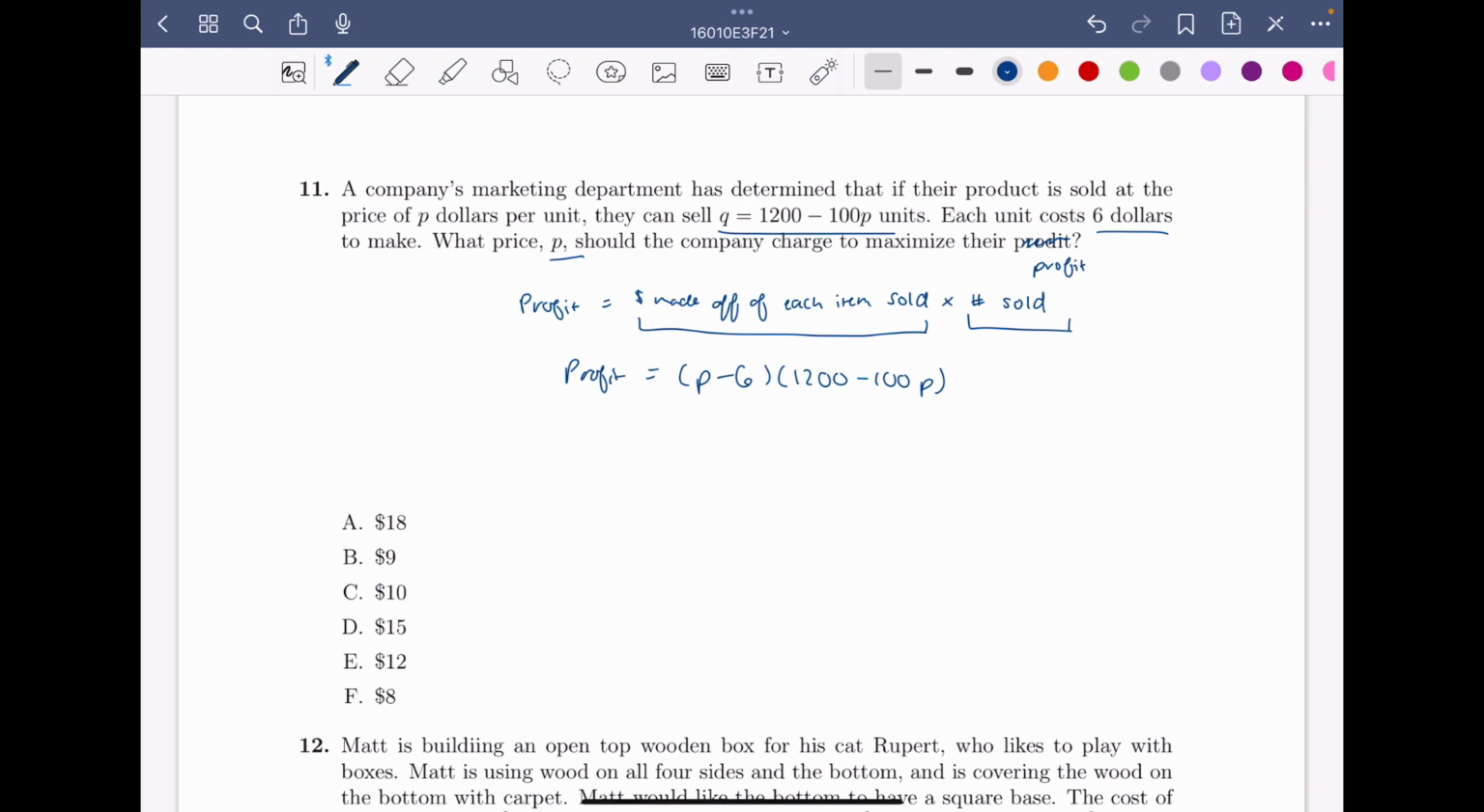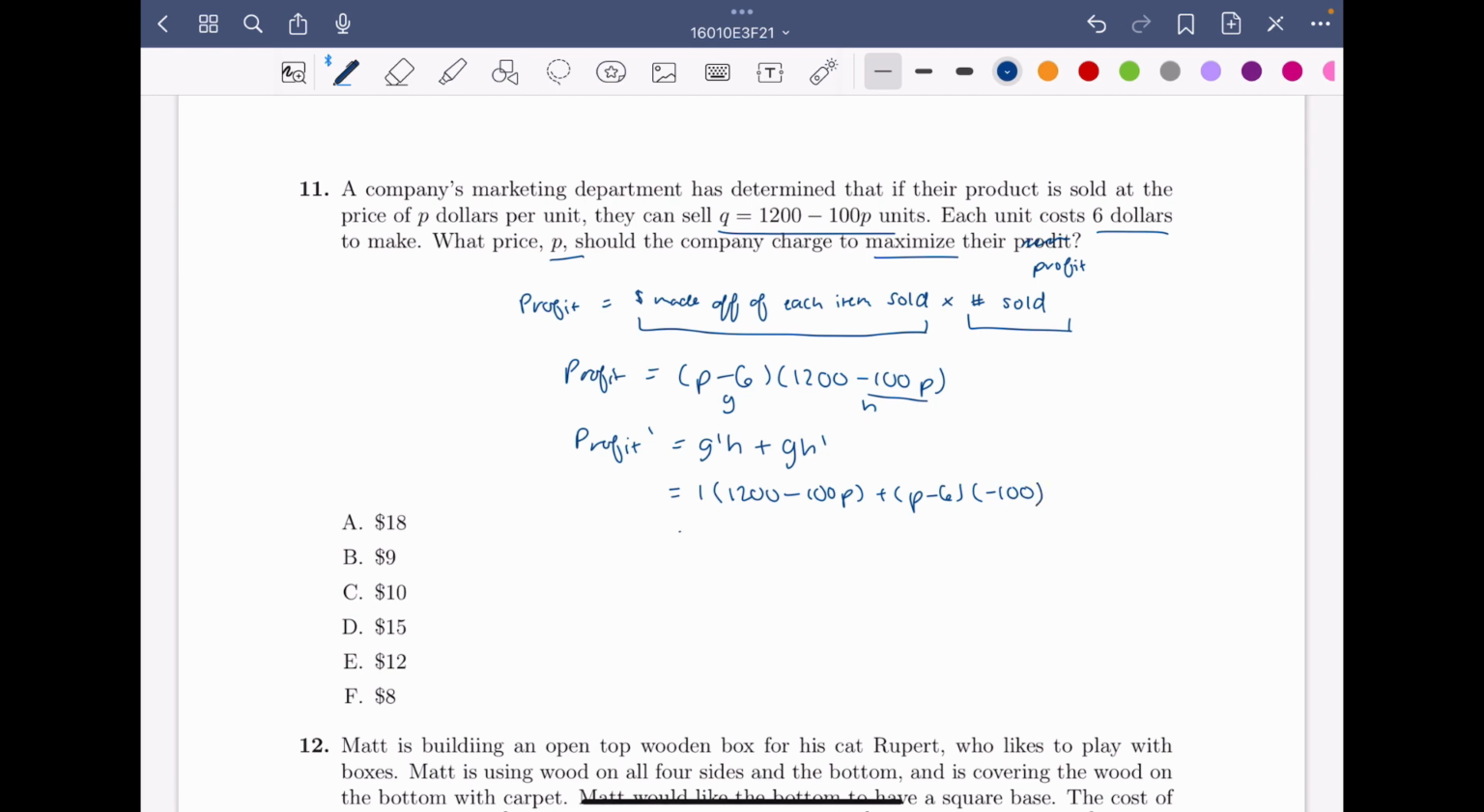Now, to find where the maximum profit would be, we need to find the derivative, as where the derivative equals 0 is where the max or min can be. So if we take the derivative of the profit, we need to use the product rule for this one because we have one thing multiplied with another. We'll label this as G, and this is H. G prime times H plus G times H prime. If we do that, G prime is just 1 times H, which is 1,200 minus 100P, plus G, P minus 6, times H prime, which is negative 100.